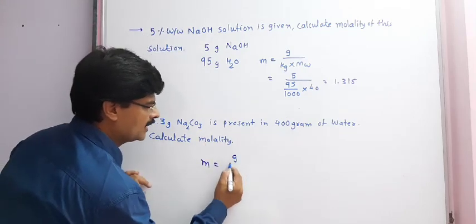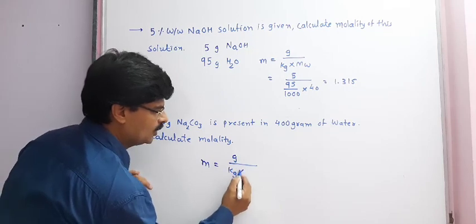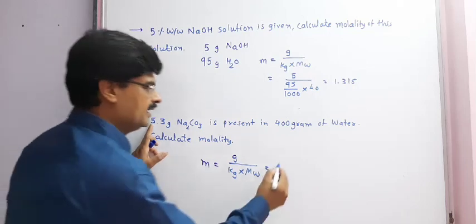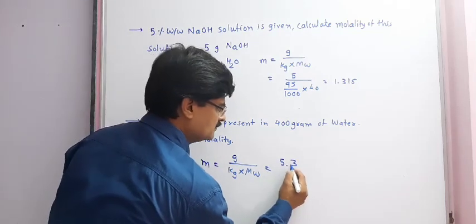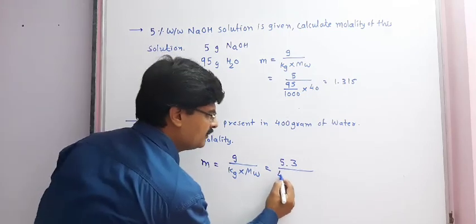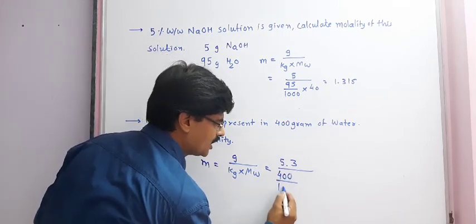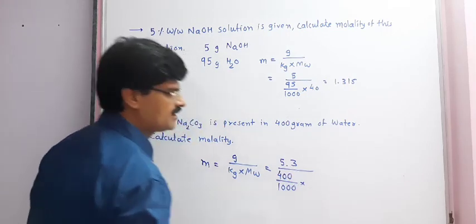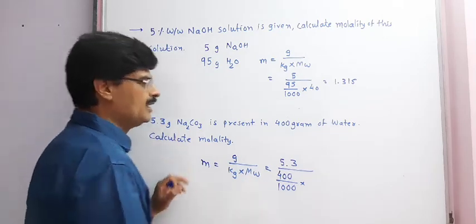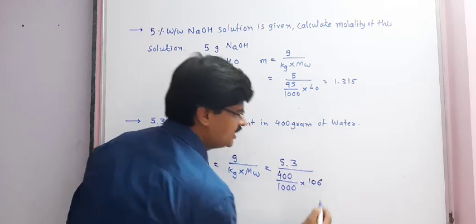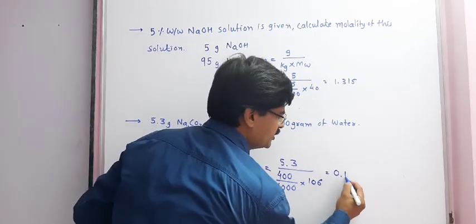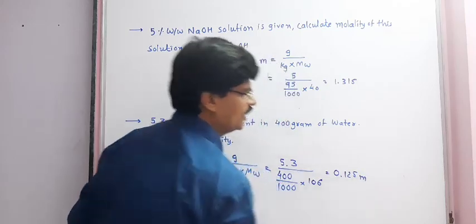Molality is equal to gram upon kilogram into molecular weight. 5.3 gram of Na2CO3 is present in 400 gram water. So convert it into kilogram just by dividing by 1000, into molecular weight of Na2CO3, which is 106. On solving this, we will get 0.125 molal.